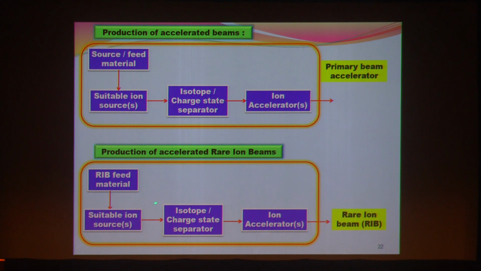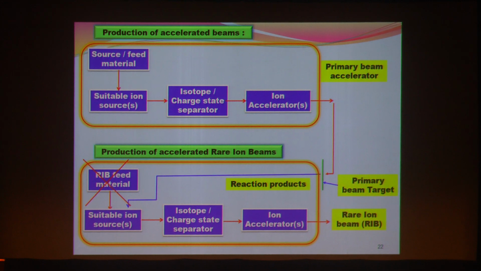In the same analogy, for RI beams also, we should have an RIB feed material, a suitable ion source, and so on. But that is not possible because there is no RIB feed material available, because RIB feed material decays as per its half-life. So if you want to study short-lived products, it is impossible to get this feed material. The way out is like this. You have a primary beam accelerator, you take the beam from this accelerator and use it on a primary beam target. The reaction products which are produced act as the feed material, and you feed that to a suitable ion source, followed by this same sequence.